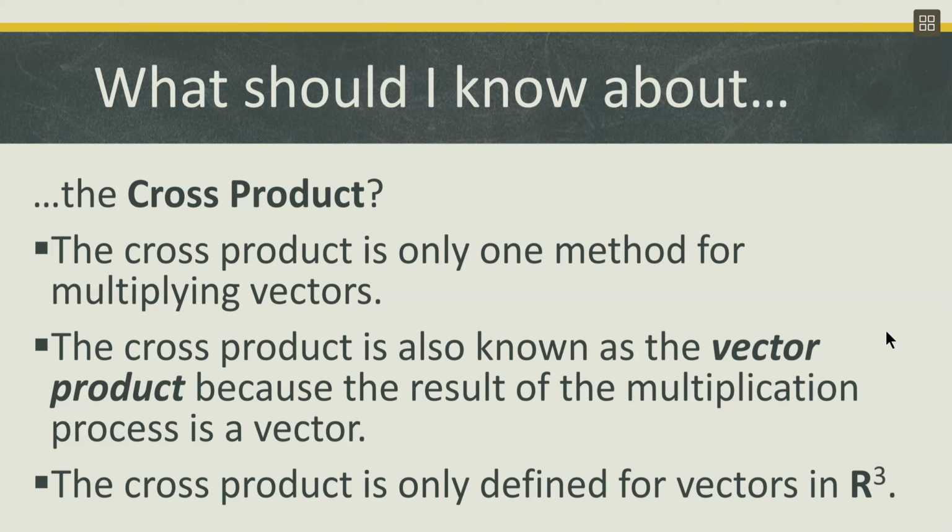First of all, the cross product is only one method for multiplying vectors, and it is also known as the vector product because the result of a cross product, the result of that multiplication process, produces a vector. And lastly, a cross product is only defined in 3 dimensions, so only defined for vectors in R3.